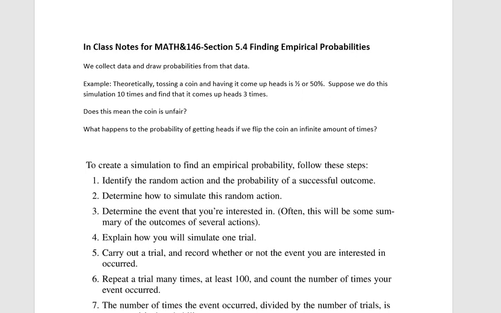So, for example, suppose that theoretically tossing a coin and having it come up heads is 50%. If we do the simulation 10 times and find that it comes up heads 3 times, that would be the empirical probability. So the empirical probability would be 30%, while the theoretical is 50%.